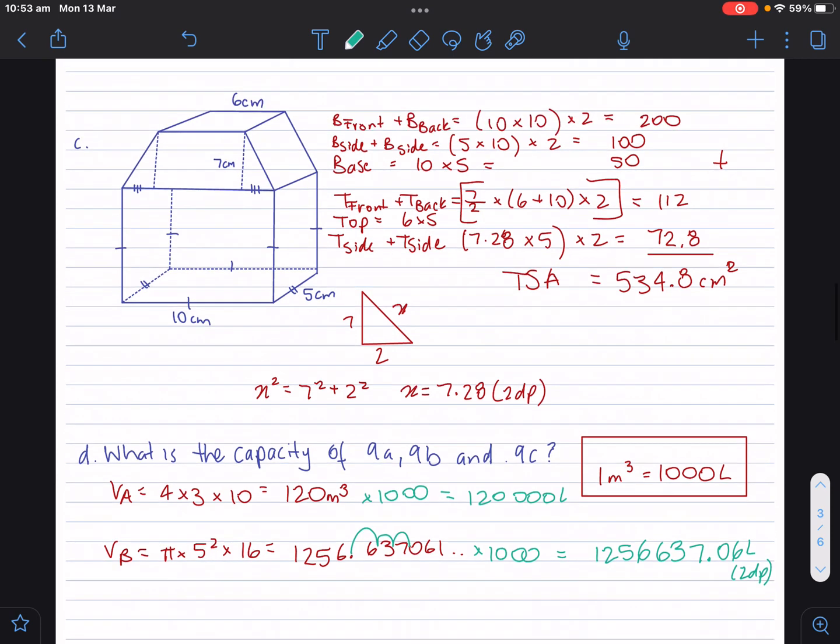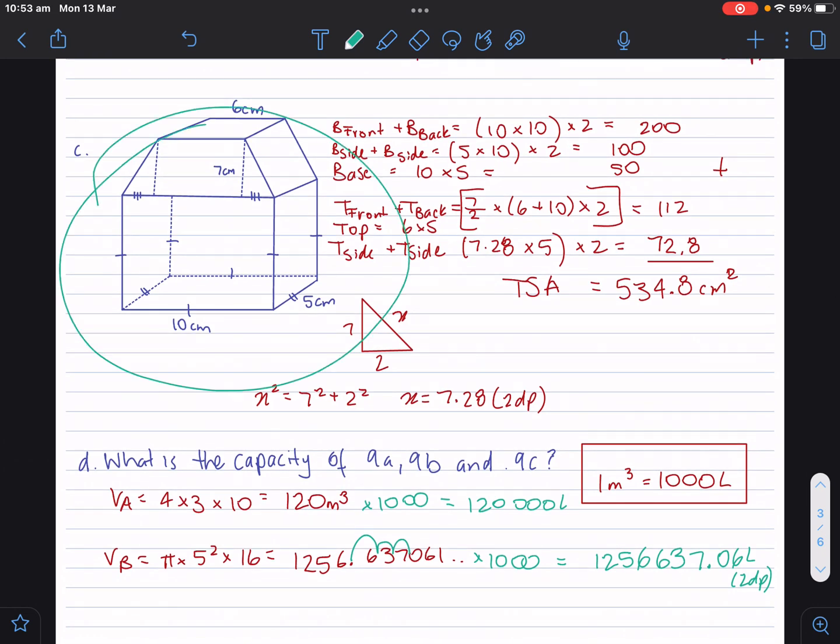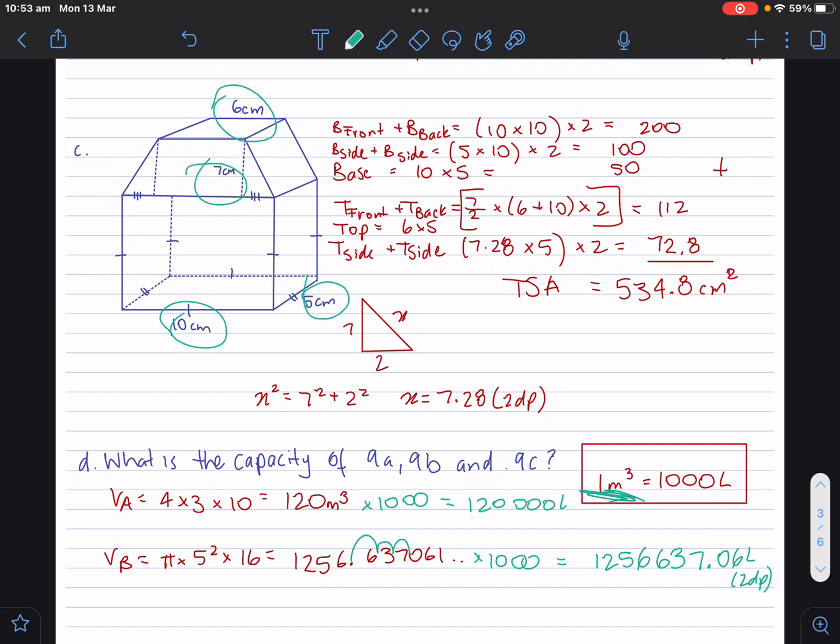Now, the only tip I'm going to give you is for C, in order to do meters cubed, you need to convert all of these centimeters to meters first and then find the volume. If you do it in centimeters, it becomes a little bit more difficult. Not impossible, but a little bit more difficult. So make sure you convert your unit of measurements into meters before you do the volume so that you can use this very simple conversion.